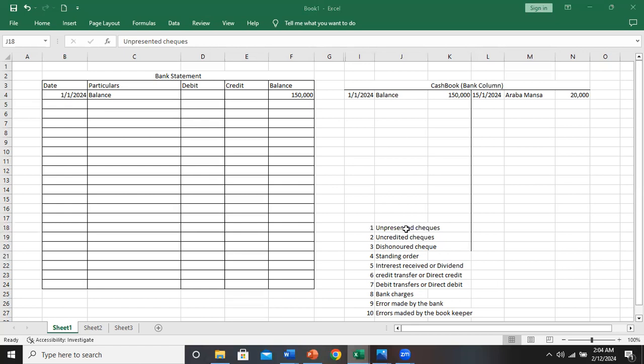Okay. Uncredited checks. These are checks that have been received by the business, but the bank has not yet credited to the bank account. So uncredited checks are checks the bank has not credited to the business bank account. So pay attention and follow it. If the business receives a check, it is going to debit the cash book. So on 20th January 2024, we receive a check from Akufo-Addo.